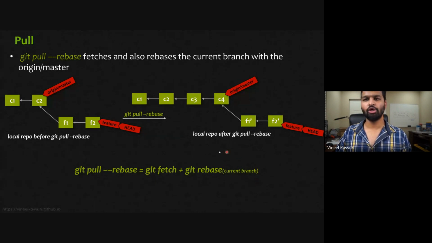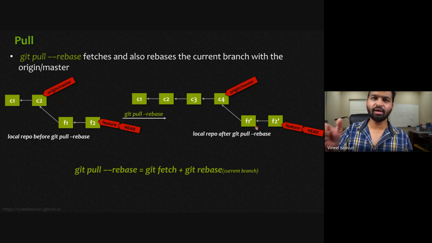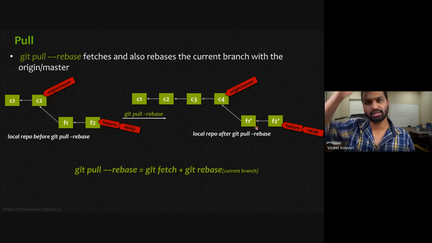Right now I am in the feature branch. I tried git pull --rebase. What it did is it updated the remote branches, and then it rebased my work. Again, I'm repeating myself here. When I say updated remote branches, keep in mind that it is always the remote branches which were already cloned into my local that get updated. It's not like I'm updating something in GitHub. Just keep that in mind.